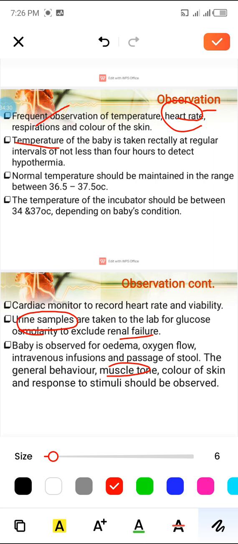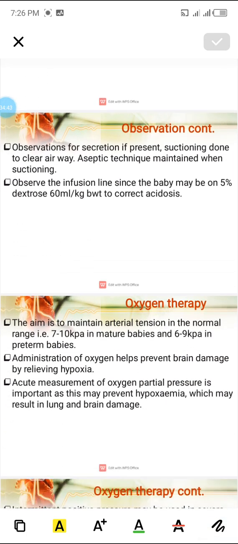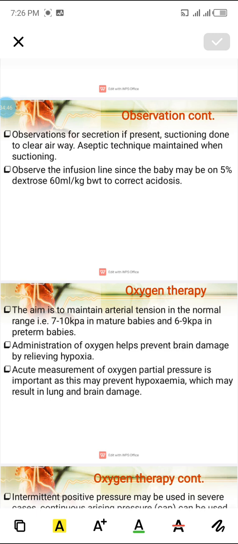Then you can also observe other issues such as the muscle tone, because we know that the child can have loss of muscle tone in this condition. So check for the muscle tone. You can observe for a lot of things. This is just a guide, so you can have a lot to observe.